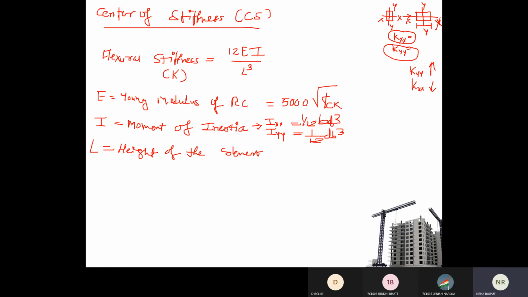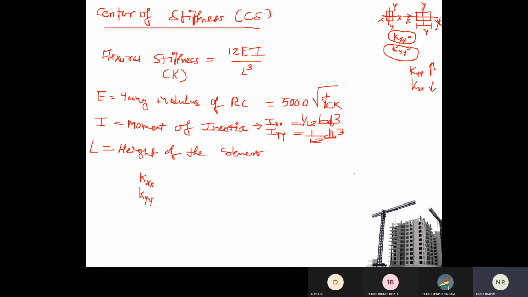So from this equation you can find the individual element stiffness value. If it is a rectangular column, you can find stiffness of the column in x direction and in y direction, right? This way you need to find out stiffness of masonry wall also in x and y direction. You need to find out stiffness of shear wall also in x and y direction.